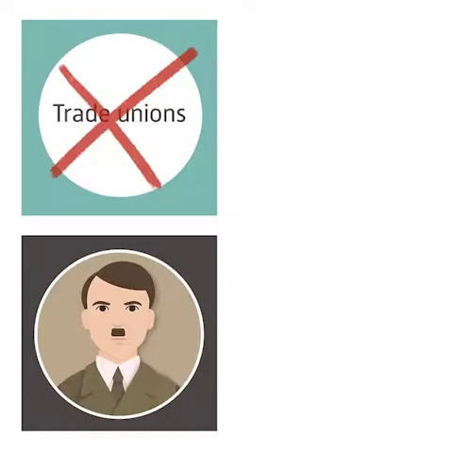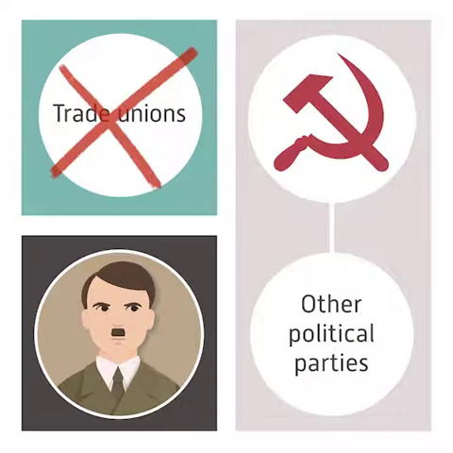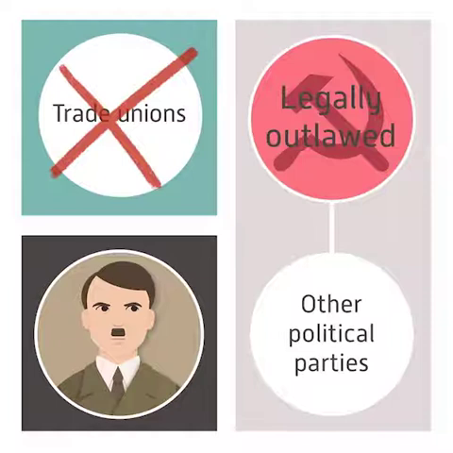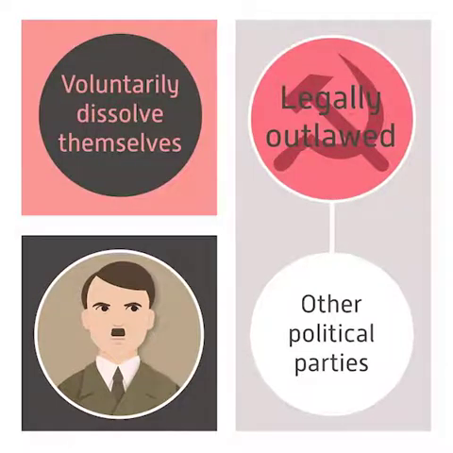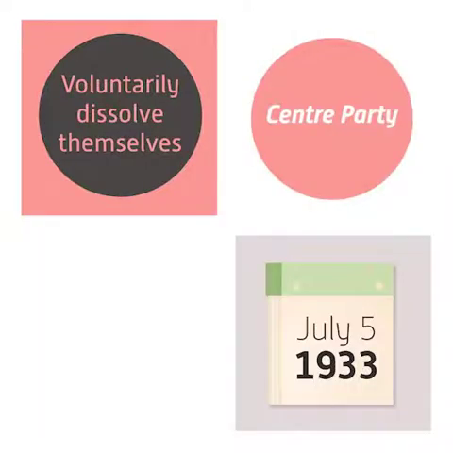Once he had banned trade unions, Hitler's attention turned to other political parties. Political parties, including the Communists, became legally outlawed. Some opted to voluntarily dissolve themselves before Hitler took action against them. For example, the Centre Party opted for dissolution on the 5th of July 1933.